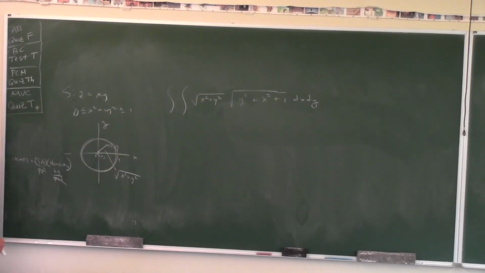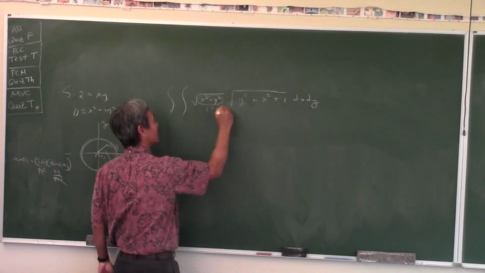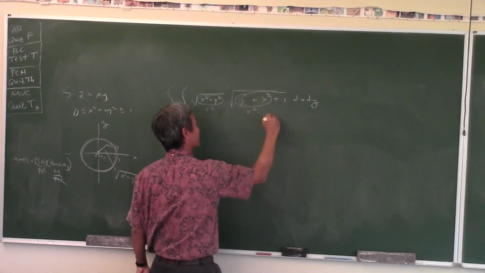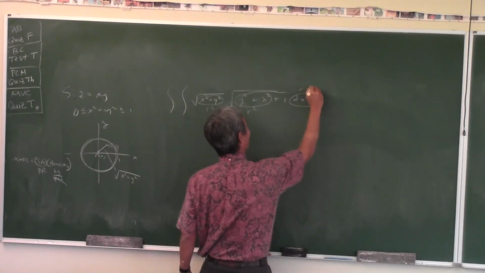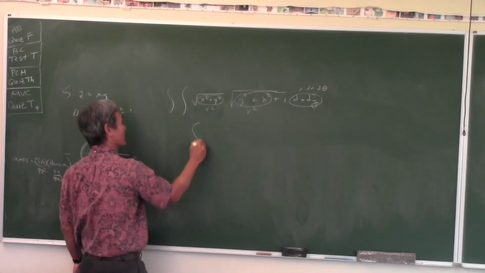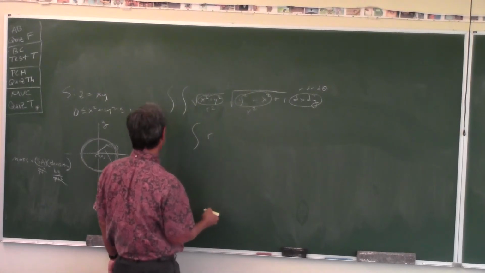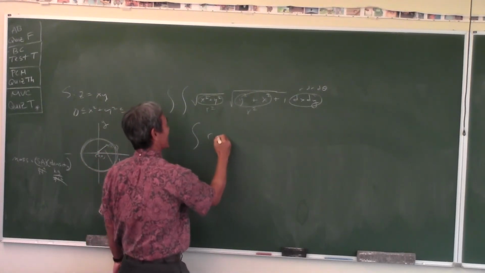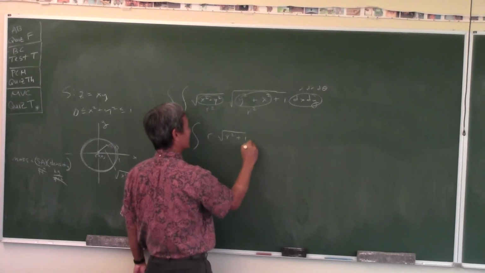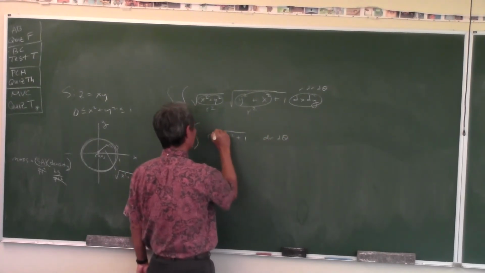Now, how should I do this integral? Should I do it rectangularly or polarly? Polarly, because you've got x squared plus y squared. So this is r squared, this is r squared, this is r dr d theta. That's a way better integral to do, it's way easier. So what is the square root of r squared? It's r, well, absolute value of r, but it's going to be positive, times the square root of r squared plus 1 times r dr d theta, but r times r is r squared.